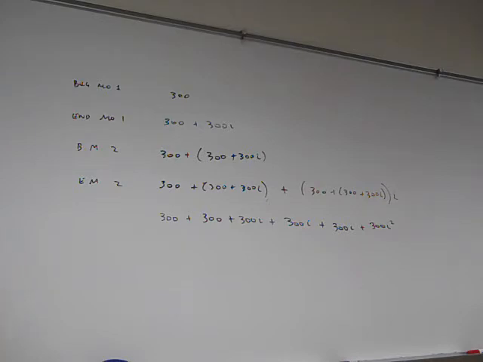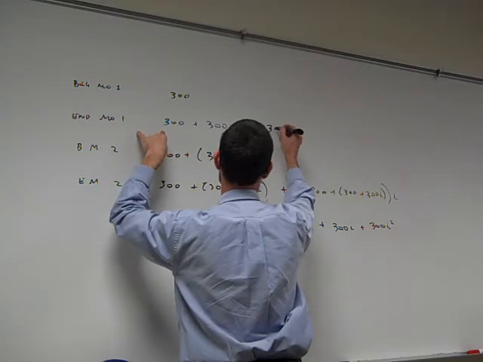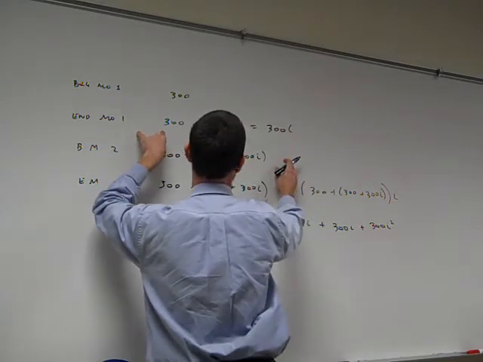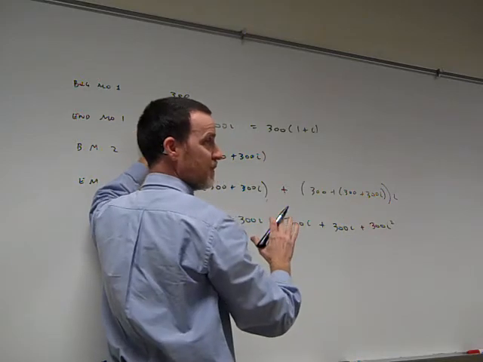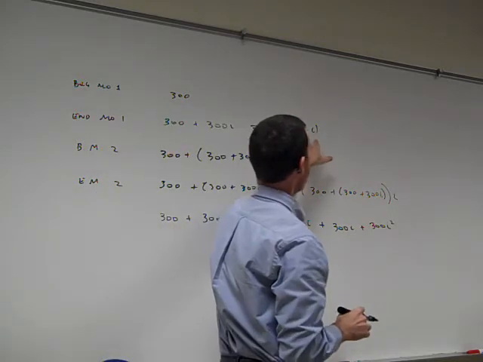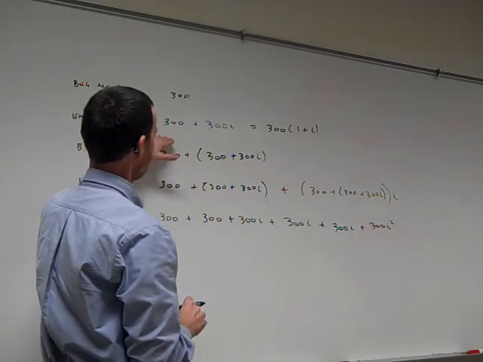We could get there this way, but I'm going to start over because there's a lot simpler way to do it. What is this? This is the 300 times what? 1 plus I, right? That's the number I meant to make my I be. Okay, yeah.